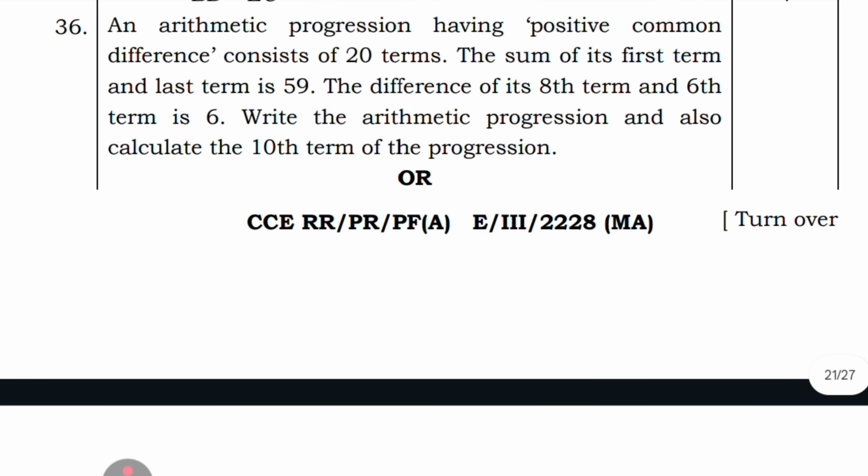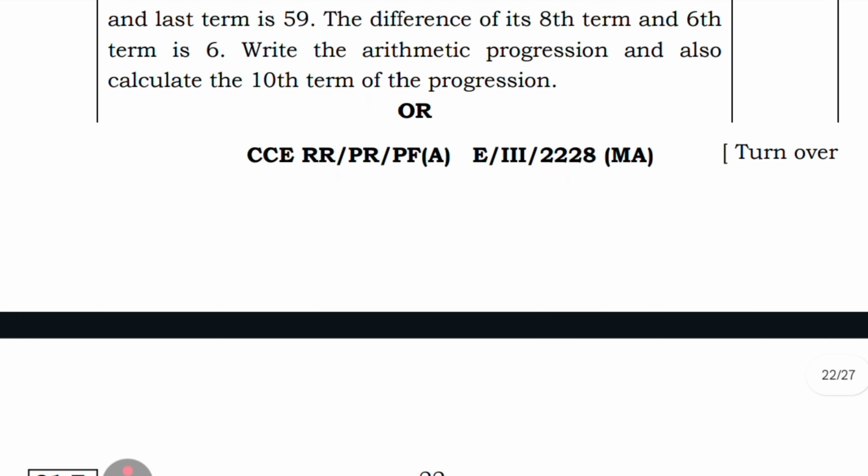36th question, an arithmetic progression having positive common difference consists of 20 terms. The sum of its first term and the last term is 59. The difference of its 8th term and 6th term is 6. Write the arithmetic progression and also calculate the 10th term of the progression.